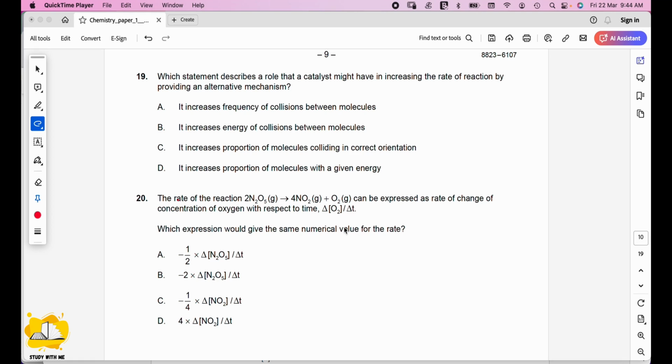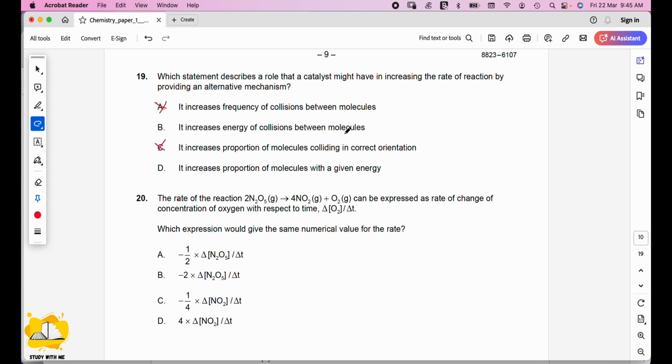Okay, for number 19, which statement describes a role that a catalyst might have, increasing the rate of reaction by providing an alternative mechanism? So there are two answers here, which are A and C, as increasing the frequency of collisions between molecules will increase the rate of reaction, and they need to collide in the correct orientation. So the answer is either A or C.